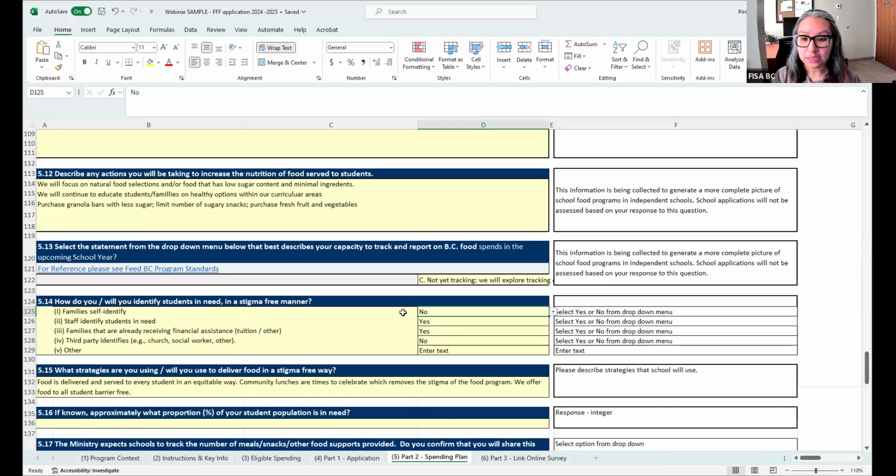Staff identify the students in need. I wrote yes. I remember some of my teachers would come to me saying, hey, I see so-and-so. Maybe that's your system. Families already receiving financial assistance, maybe that's a yes for you. That's always the easiest way to go. Third party, maybe you're working with your priest, maybe your board, whoever you're working with. In that case, I wrote no. And if you have any other, you can write yes.